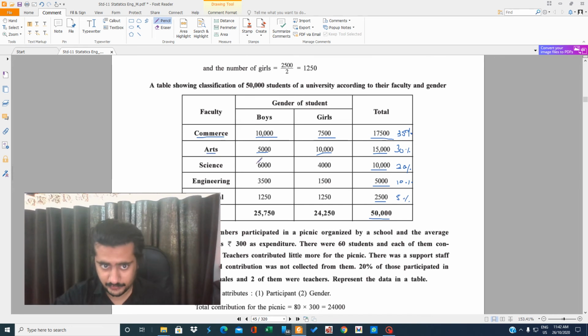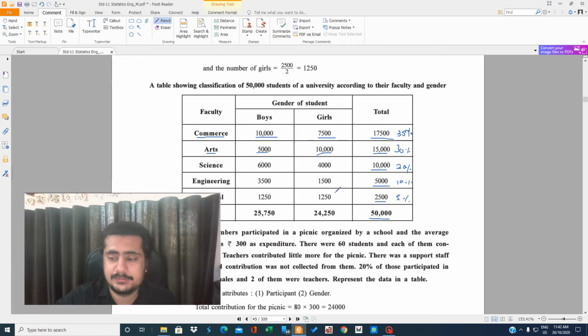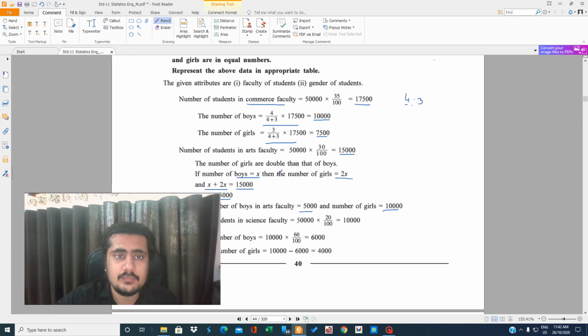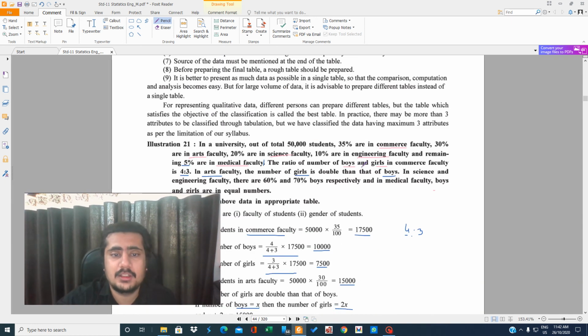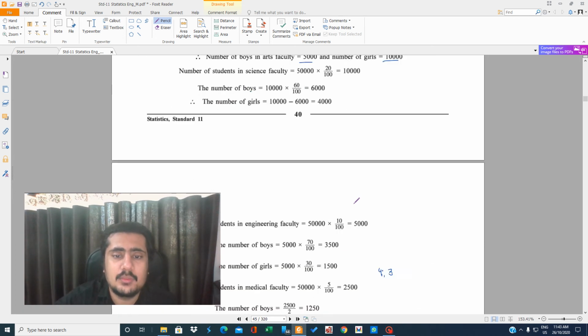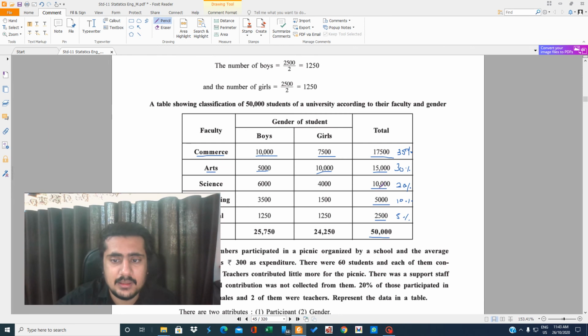Now let's jump to the science. What's the question in science? The ratio in science and engineering, 60% and 70% are boys respectively. So they have given information about boys. In science, 60% boys are there. Now, in science, there are total 10,000 students. 60% are boys.